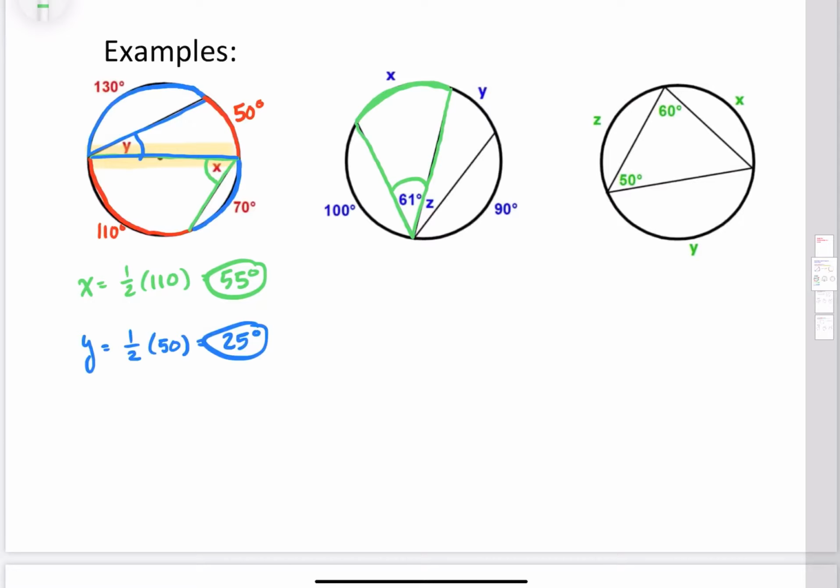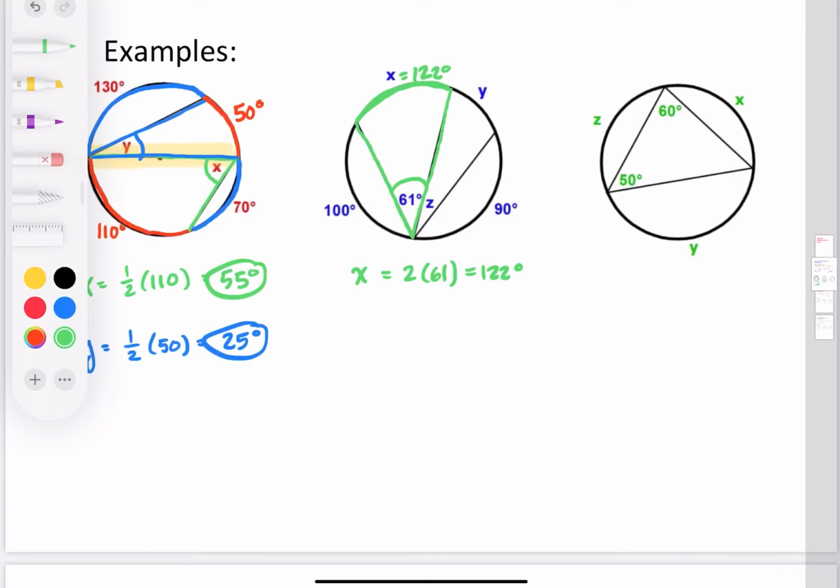So what we have here is our arc is going to be 2 times that 61. So that X is 2 times 61 because it's twice the amount of that angle measurement. So 2 times 61 means that that arc X is going to be 122 degrees. Now if we know that this is 122, and we can see from the rest of our circle that this is 90 right here, and this is 100.